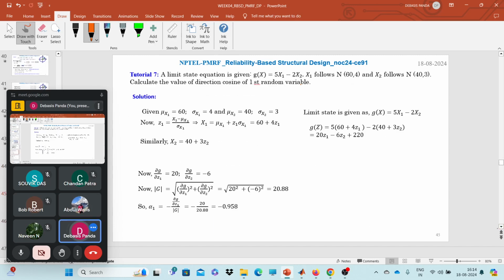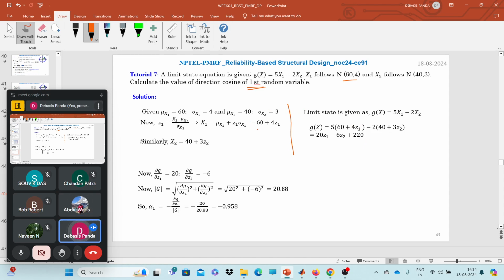Right. Now let's solve this problem. One limit state equation is given, and both variables follow a normal distribution. Calculate the value of the direction cosine of the first random variable. How are you going to solve it? How are you going to solve it? Tell me.